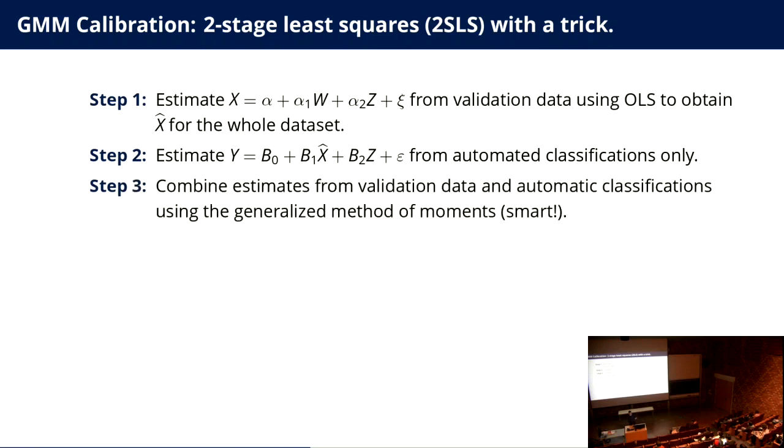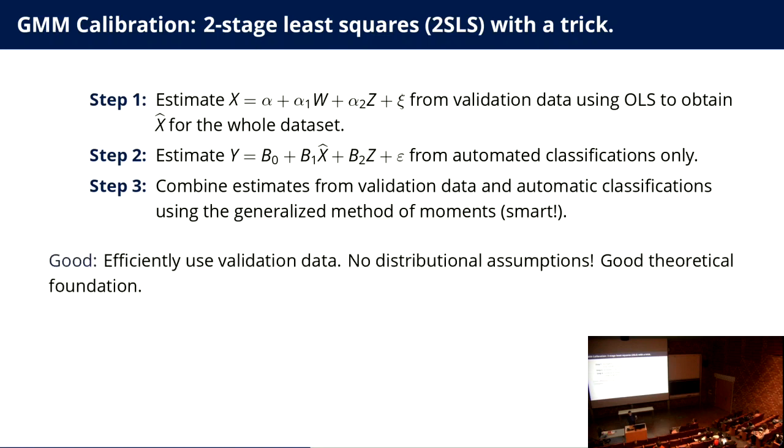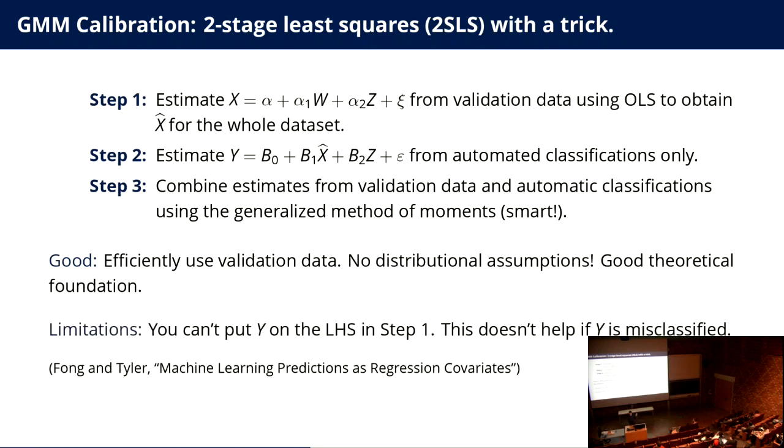But then there's a smart step where you can combine the estimates from your validation data and these automatic classifications using a procedure called the generalized method of moments. And this lets you account for the uncertainty in your estimates of X in step 1, and also efficiently use the validation data. And this is great. You don't have to make distributional assumptions, so it doesn't matter if X or Y are normally distributed or what. But the problem is that you can't put Y in the left-hand side in step 1. And so there's not really much hope of addressing differential error in this procedure, and there's really no way of dealing with misclassifications in Y in this procedure.